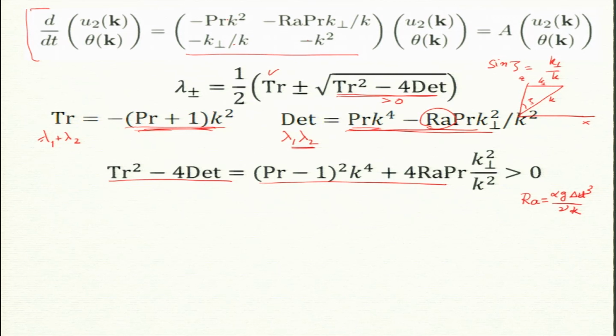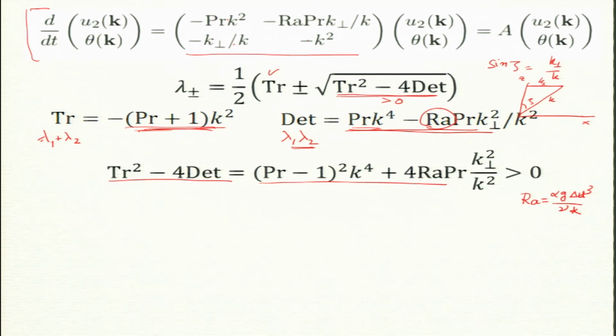You keep increasing Rayleigh, and at some point the determinant will become 0, because Rayleigh is the only parameter which I am tweaking. My tweak parameter is Rayleigh, and when Rayleigh crosses some critical value, the determinant becomes negative. That means one of the eigenvalues has become positive, and an eigenvalue becoming positive is what? Growth. It's quite clear that a positive eigenvalue means growth.